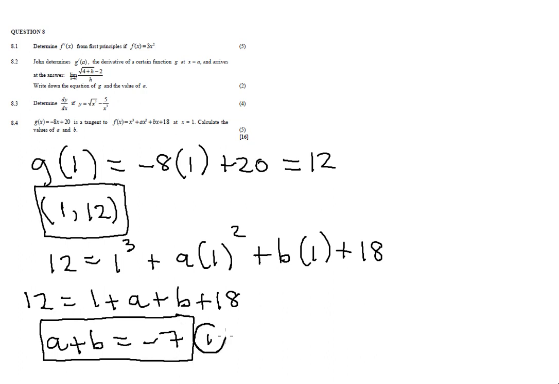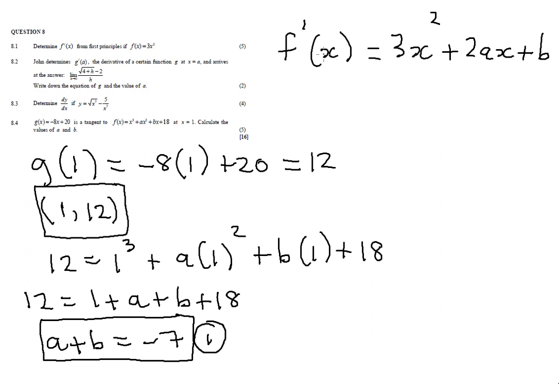And now I need a second equation. That's going to come now from the fact that the derivative of f at the point where x is equal to 1 will give me the gradient of the tangent, which is negative 8. So now I have to find f prime of x and use calculus. So f prime of x is equal to, that's going to become 3x squared plus 2ax plus just b.